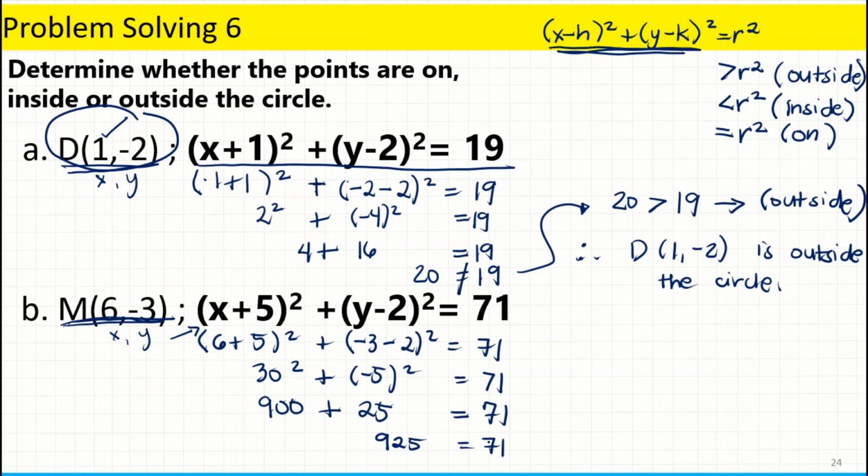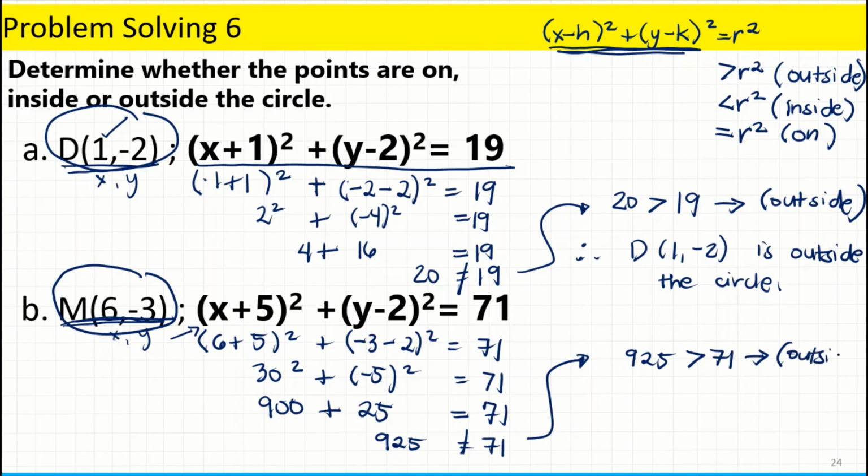Obviously, the left side is not equal to 71. But it is greater than 71. So, if it is greater than r², therefore, yung given point natin na M, which is (6, −3), is also outside the circle. Okay, therefore, point M (6, −3) is outside the given circle.